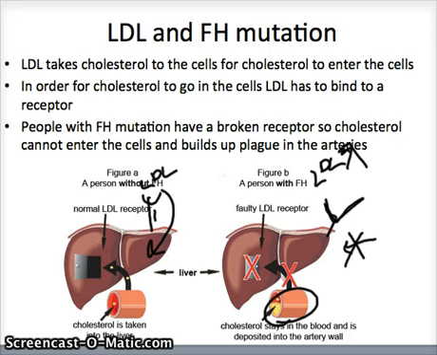So it's all because of that base change that causes the protein to be different, just like in sickle cell with hemoglobin. The hemoglobin changed its shape and then caused it to stick together. This doesn't change the shape to stick together, it just changes the receptor shape so LDL cannot bind to it anymore. All right, so it doesn't work.